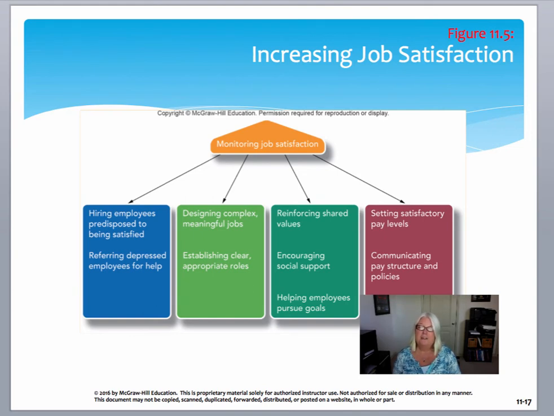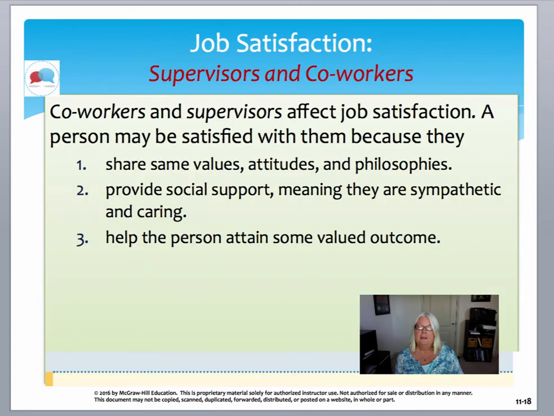We can reinforce shared values, encourage social support, encourage that employees talk to each other and engage in team activities inside and outside the workplace. We can set satisfactory pay levels. We can communicate pay structure and policy so people understand it and feel that it's fair. Then coworkers and supervisors are also an important part of job satisfaction. We talked about how employees don't quit companies, they quit managers and supervisors. So it's very important that this be looked at and taken into account.